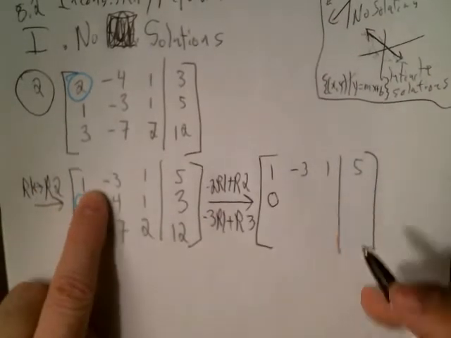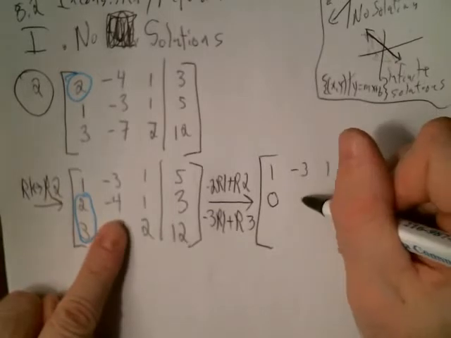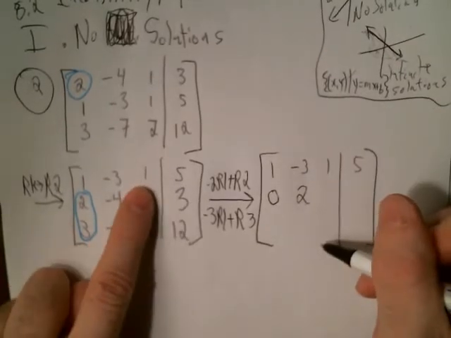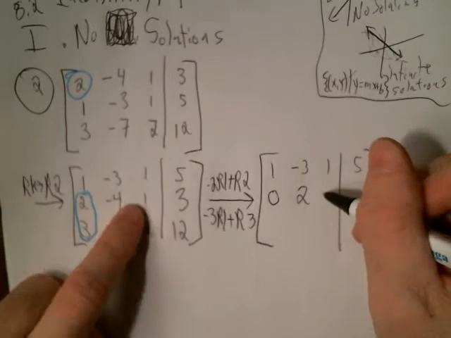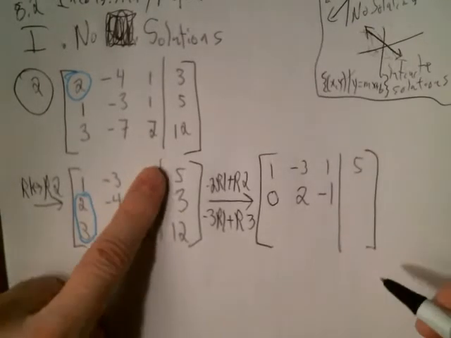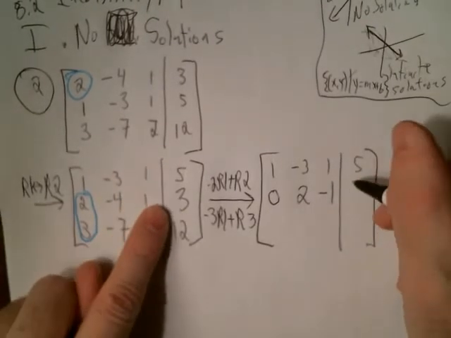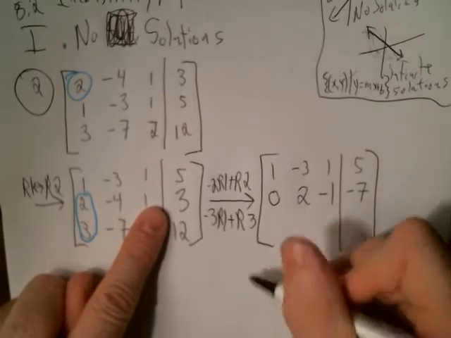Negative 2 times negative 3 is positive 6. 6 plus negative 4 is 2. Negative 2 times 1 is negative 2. Negative 2 plus 1 is negative 1. Negative 2 times 5 is negative 10. Negative 10 plus 3 is negative 7.